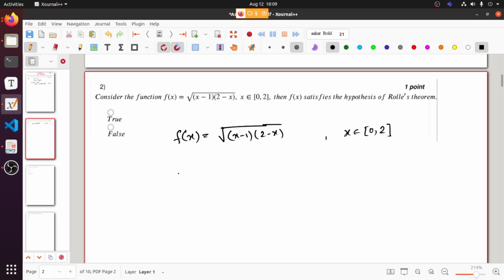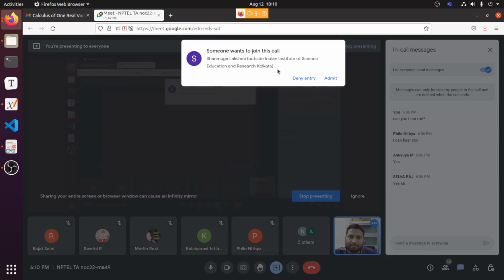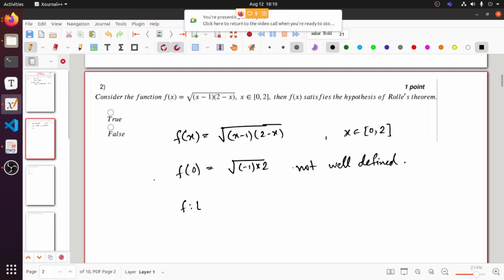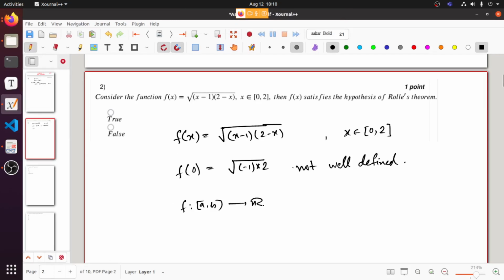So what happens when x is 0? If we put f at the point 0, then it will be minus 1 times 2, right? But the square root is only defined for non-negative numbers, right? So this is not well defined. So f x is not well defined for all x in 0, 2, and you cannot talk about Rolle's theorem, because f of 0 is not well defined. If you want to apply Rolle's theorem in the interval a comma b, then f a and f b should be well defined, and in between it should also be.